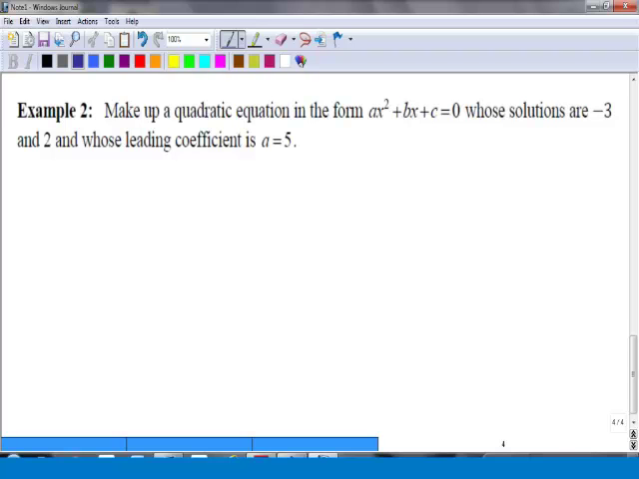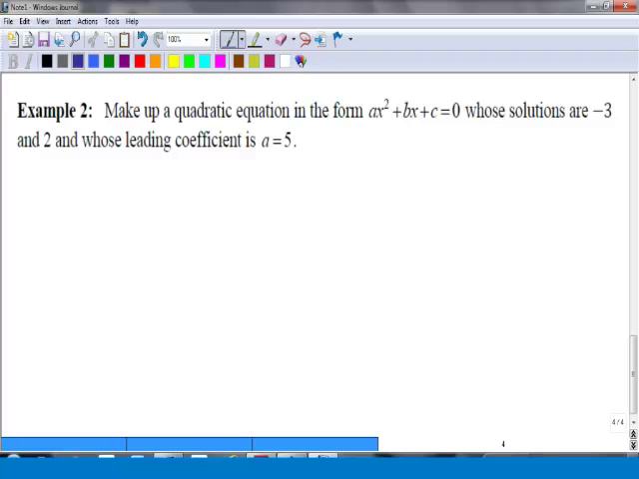So it says, make up a quadratic equation in the form ax squared plus bx plus c equals 0, whose solutions are negative 3 and 2, and whose leading coefficient is 5. Any thoughts as to how we might attack this?